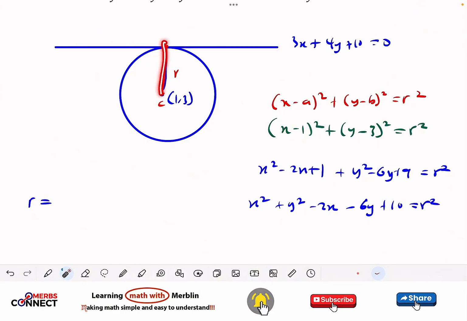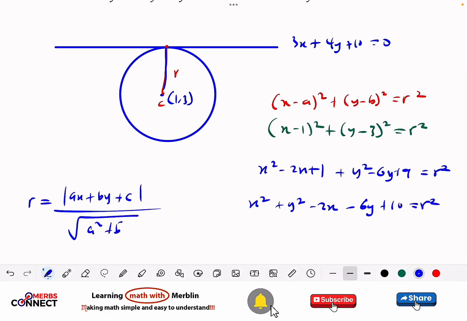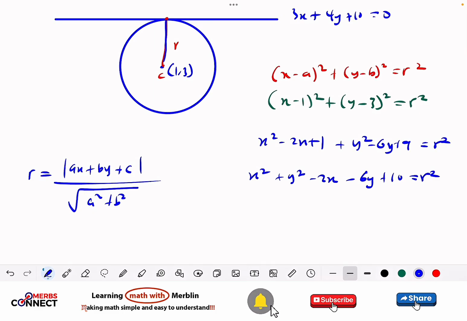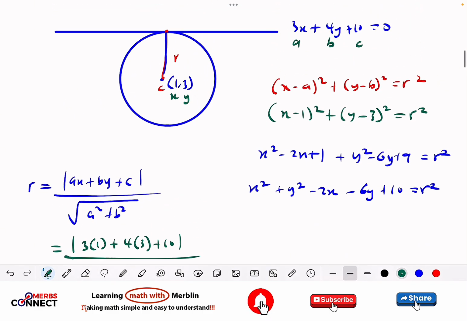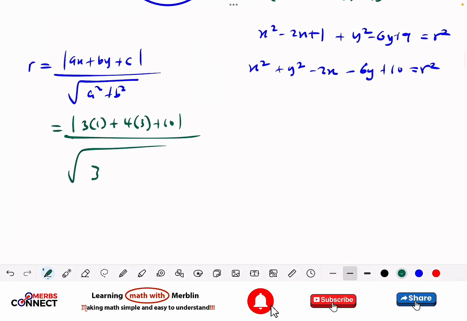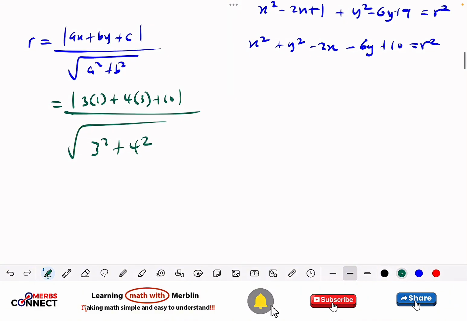This perpendicular distance becomes the radius, which is |ax plus by plus c| divided by square root of a squared plus b squared. So a is 3, b is 4, and c is 10. x is 1 and y is 3, right? So that's what we are going to get. We are going to have |3 times 1 plus 4 times 3 plus 10| divided by square root of 3 squared plus 4 squared. Let's see what we are going to get.